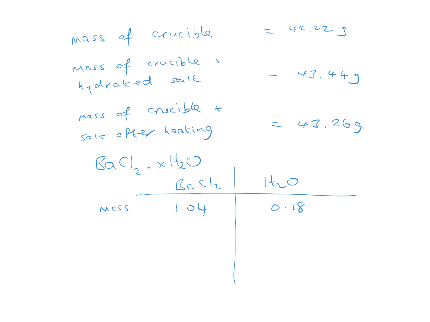Next, I convert these masses to moles. 1.04 divided by the MR, or the RFM, of barium chloride. That's 208. That equals 0.005. The moles of water is going to be 0.18 over 18, 0.01. Divide by the smallest number of moles, which you can see is this one. So that becomes 1. This is 2. So the formula of hydrated barium(II) chloride will be BaCl2.2H2O.